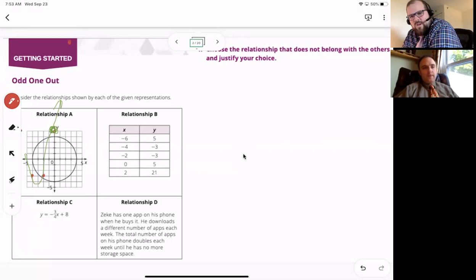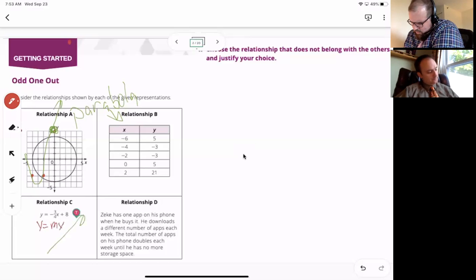I think we talked about the graphs that look like U's and called them parabolas. Yeah, I wrote it for you, buddy. I like it. So that was actually relationship B. A is a circle. I can see it. Okay, and then C, that's the y equals mx plus b thing, so that's a line. Cool. Oh, I got in your way. I'm sorry. You're good. That was a tight squeeze. Then we have Zeke. He downloads a different number of apps each week. It doubles each week until he has no more storage.